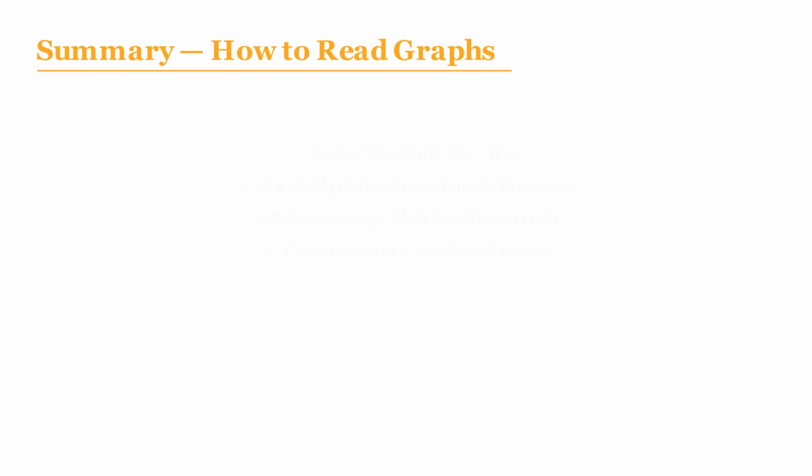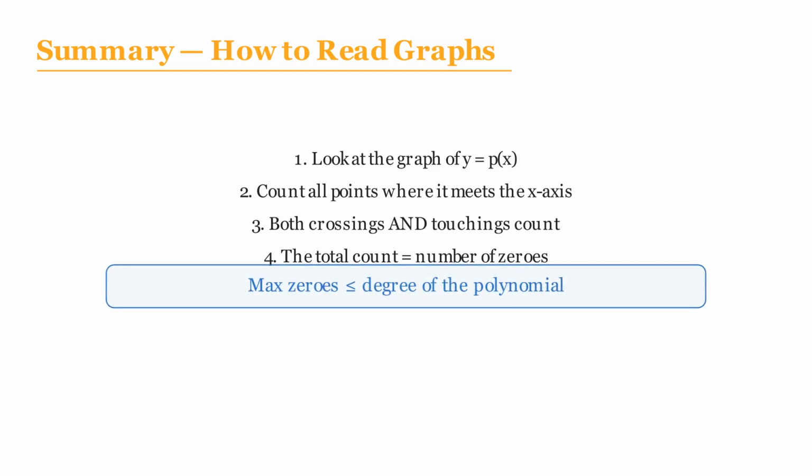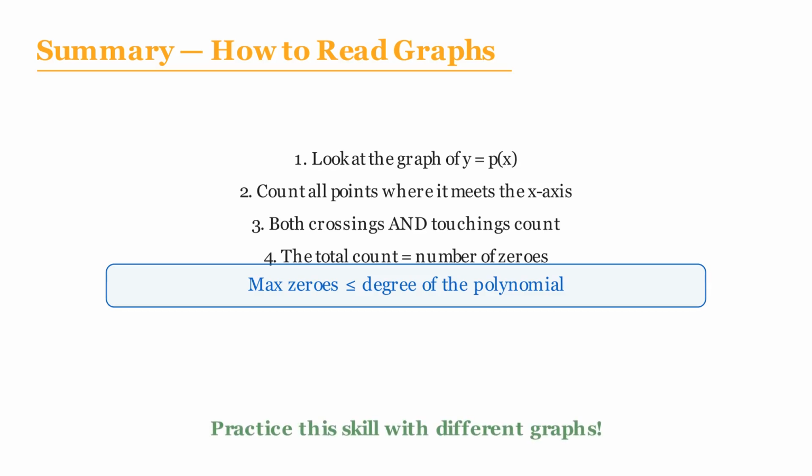Here's a summary of how to read graphs to find zeros. First, look at the graph of y equals p of x. Second, count all points where it meets the x-axis. Remember, both crossings and touchings count as zeros. The total count gives you the number of zeros. Always remember that the maximum number of zeros is bounded by the degree of the polynomial. Practice this skill with different graphs to master it.